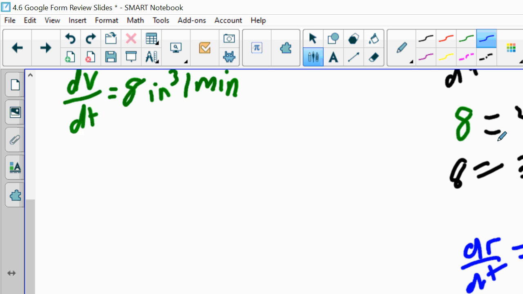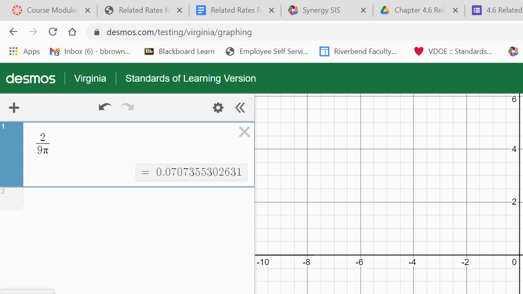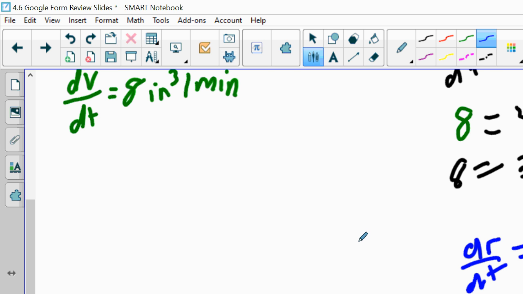Now all of our answers are in decimals, so I'm going to go to my calculator and type them in. All right, so as you can see, when I type in 2 divided by 9 pi, I get 0.071, because the 7 will bump the 0 up. Please remember to make sure when you type it into the calculator that the pi is in the denominator. Most of the time you will need parentheses.